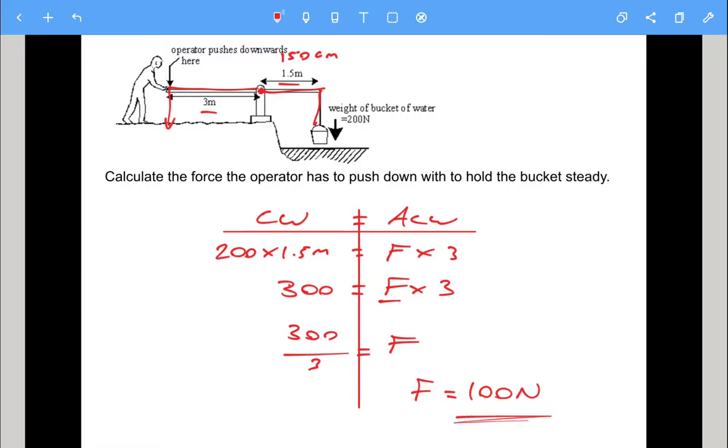So that's the principle of moments. Clockwise equals anti-clockwise.